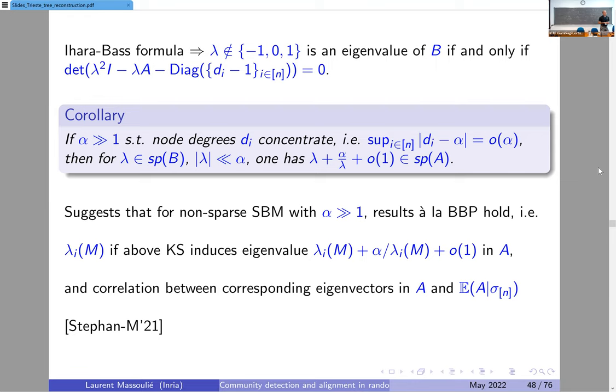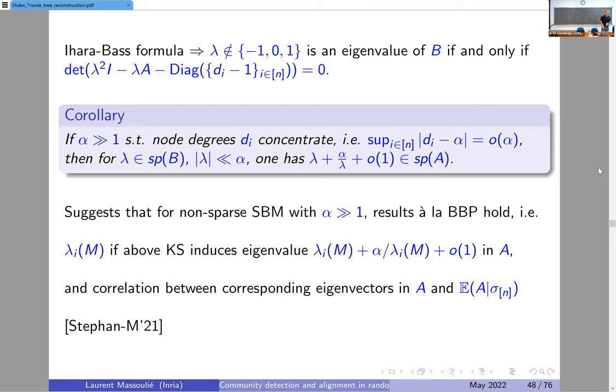Well, I think it's different. We really push our estimates for the spectrum of B to be able to control all the error terms when alpha grows sufficiently fast, but not too fast. So there's work here in tracking the magnitude of the corrections we have. And then we can really leverage the Ihara-Bass formula for the spectrum, which is not so hard.